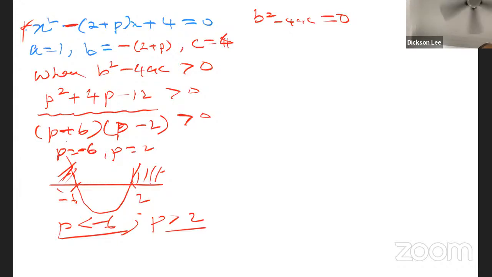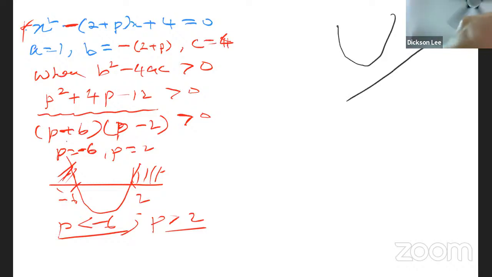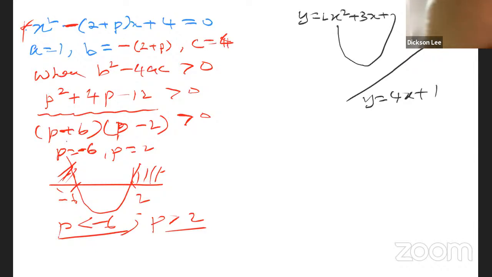Okay. The straight line, there you are. Just now I was telling you that this line y equals 4x plus 1 does not intersect. So what does does not intersect mean? This is a curve. This line is y equals 4x plus 1. This curve is y equals 2x squared plus 3x plus t. This is a more popular question.